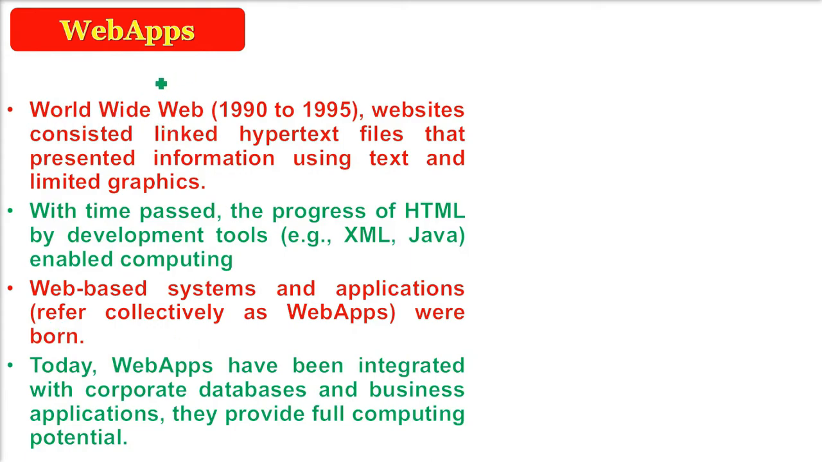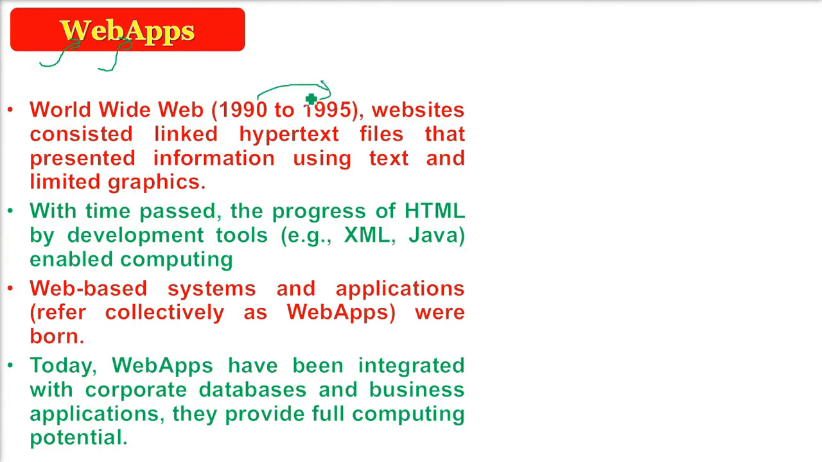Web apps or web applications. Most of us think web is all about internet or data. But when the World Wide Web started, from 1990 to 1995, I'm talking about web apps. Apps are applications, basically software, programs. Let us consider them the same now. So we are talking about the internet era, the World Wide Web era.